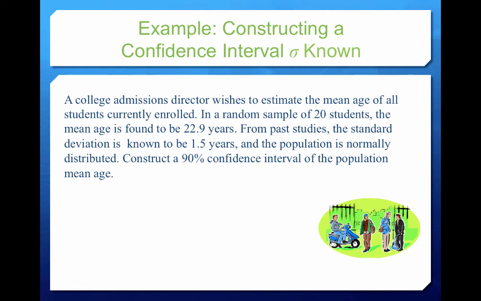Okay, so before we start, do we have a sample size bigger than 30? No. Do we have a known population standard deviation? Yes. That is 1.5 years.